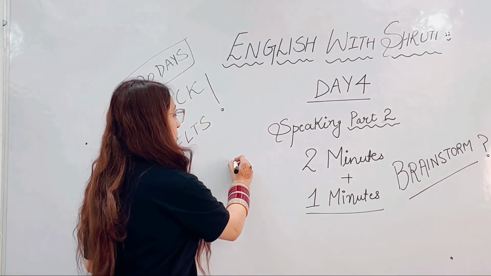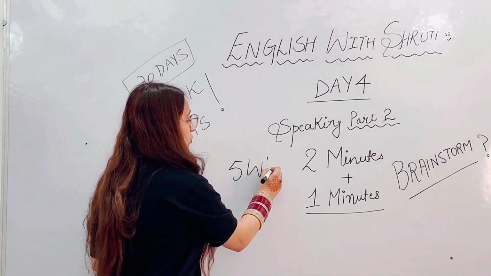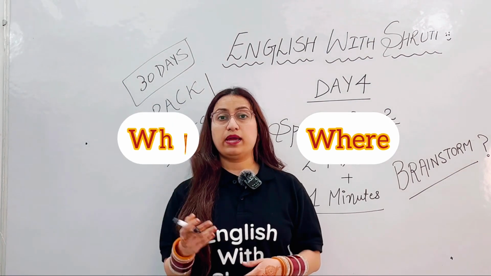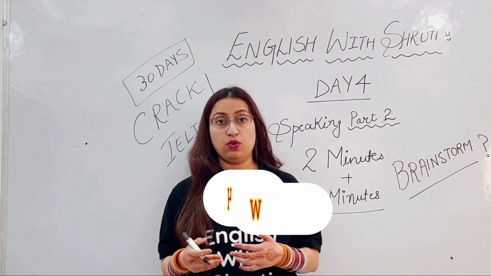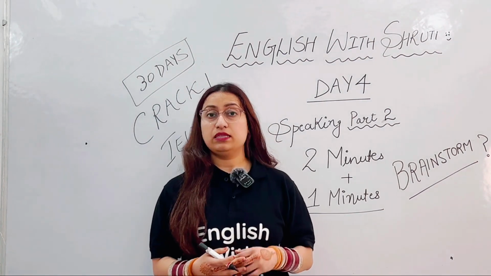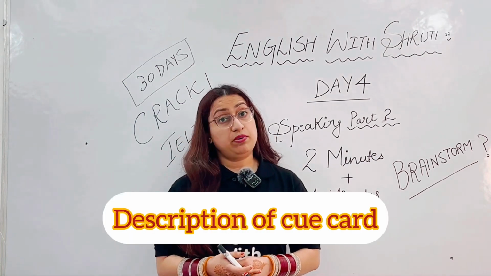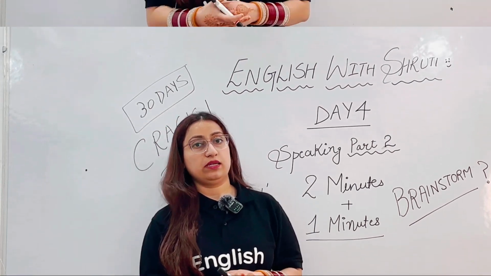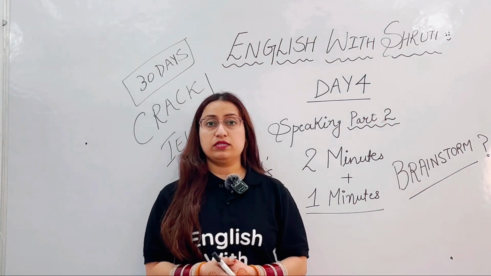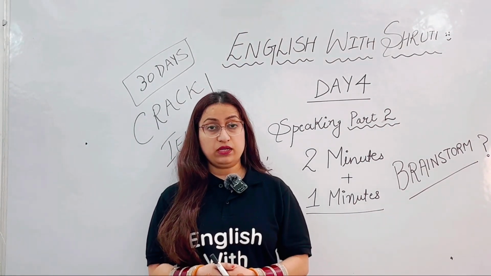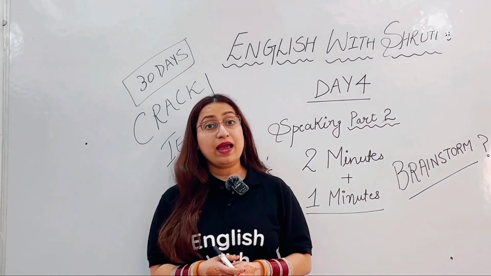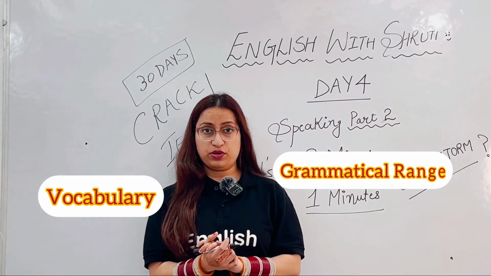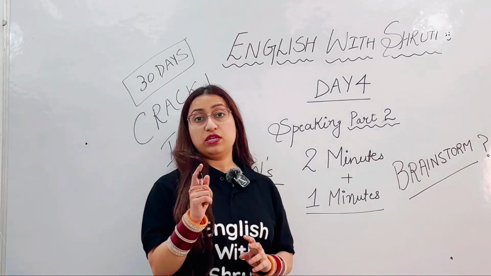In 5 W's. 5 W's means you are going to use what, when, where, why, whom and sometimes how, which eventually you can see in the description of the cue card. But if you forget that, in 60 seconds you can use the 5W technique. Apart from that, in that 2 minutes, what exactly you are going to speak, how you are going to speak, and what are the grammatical range and vocabulary that can be incorporated, we are going to look upon that. So stay tuned till last.